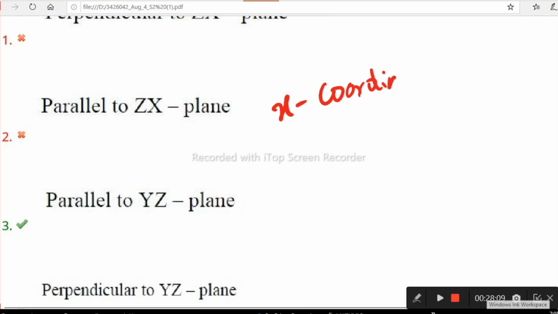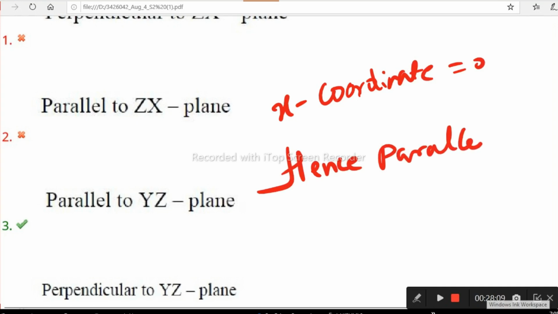x coordinate 0 కాబట్టి, hence parallel to YZ plane. That is clearly given as the third option. So simple. Just you have to recognize the position of A plus B. That's it. That is clearly the third option, right? Now look forward to the next question.